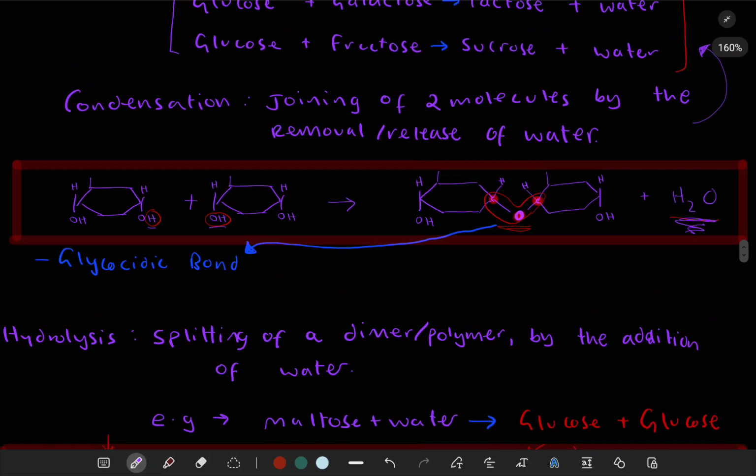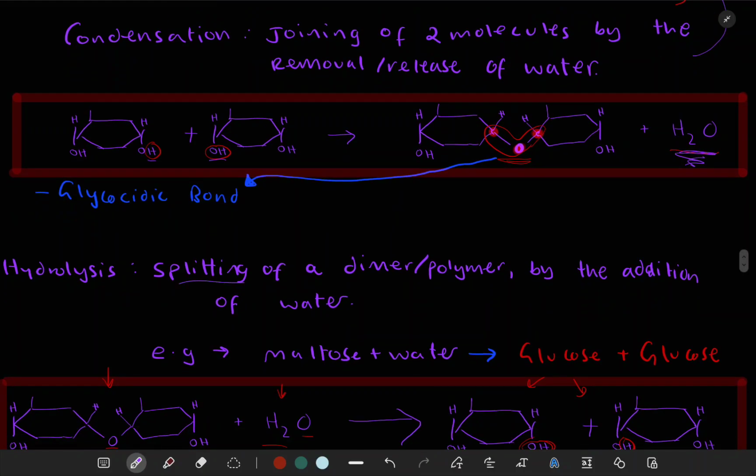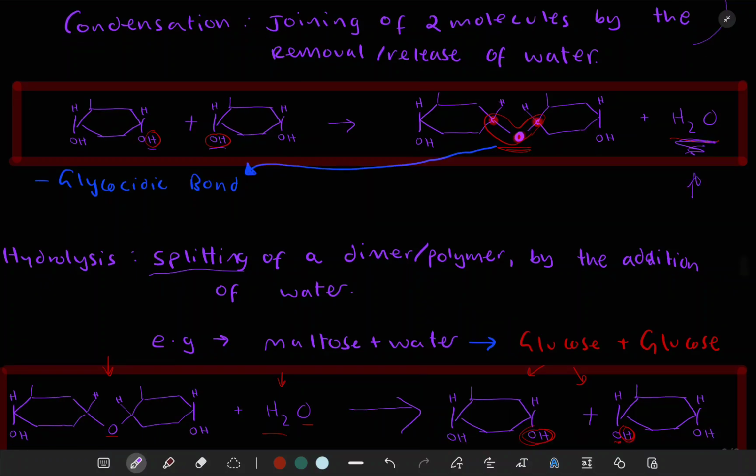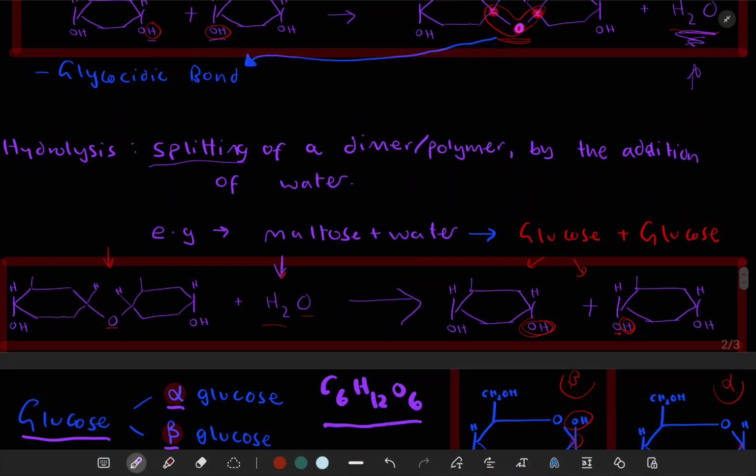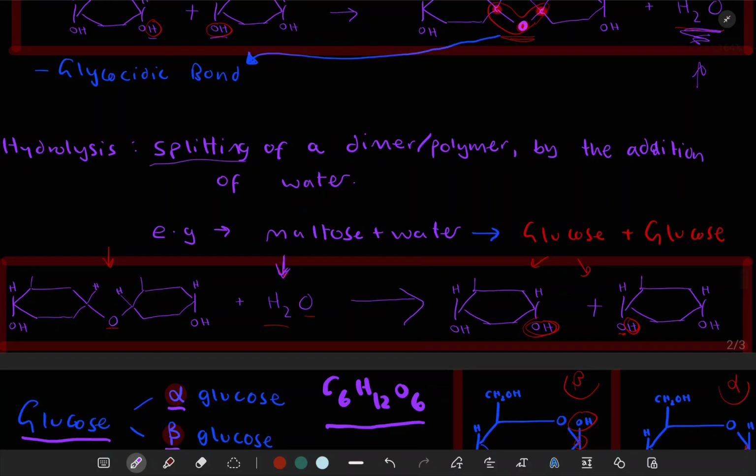Now that we've gone through condensation, we must establish what the opposite of this is, because condensation is essentially the joining. But what would the splitting be? The splitting would be hydrolysis. The definition is hydrolysis is the splitting of a dimer or polymer by the addition of water. Or it could be the splitting of a molecule through the addition of water. Therefore, instead of water being on the product side, it will be on the reactant side.